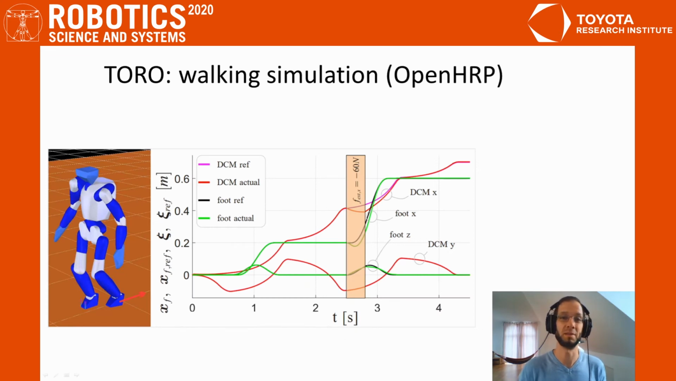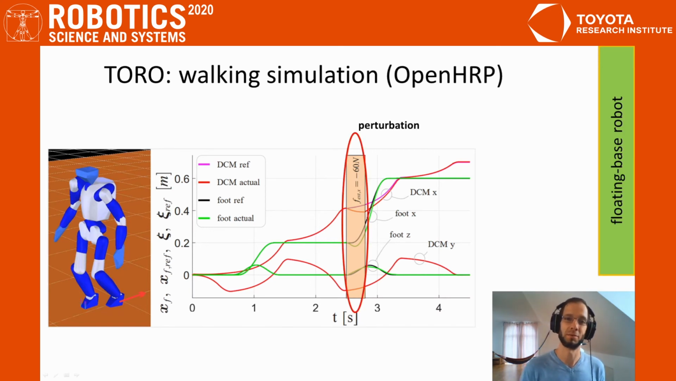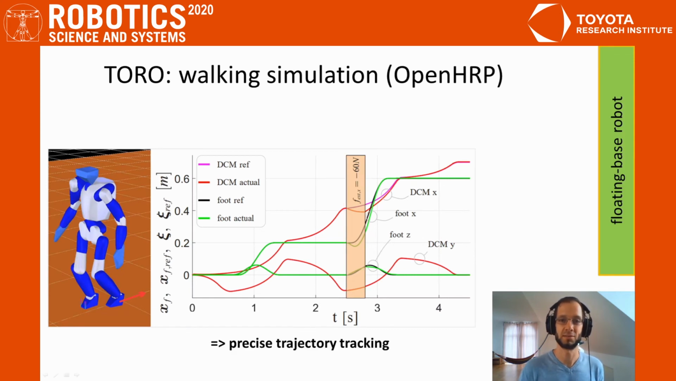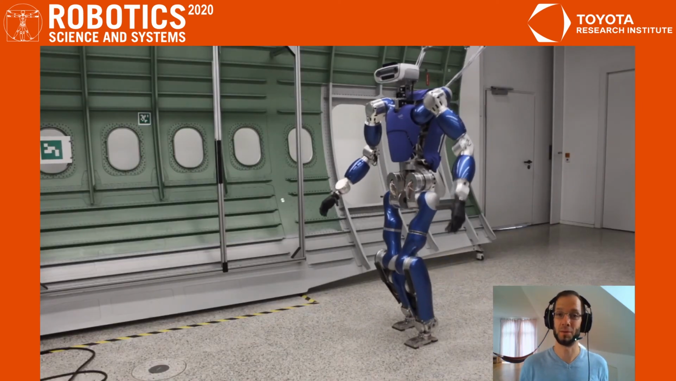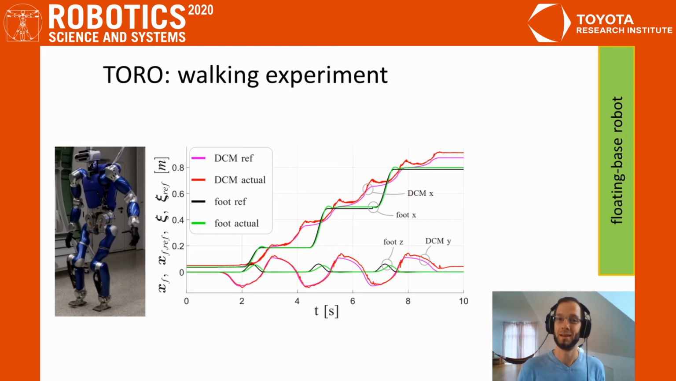Next, to showcase MPTC's ability to control floating-based robots, I present the result of a simulation of TORO walking in OpenHRP. Except in case of perturbations, we observe precise trajectory tracking, both for the center of mass, or here DCM, and for the feet. The results of the walking experiment that we had already seen are shown here. Again, we observe decent trajectory tracking.